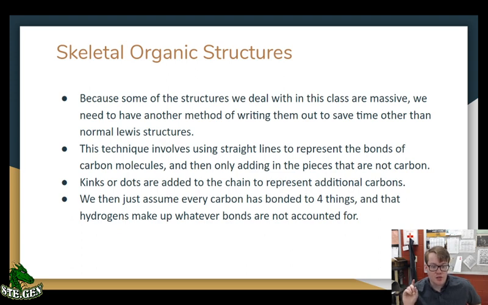This technique involves using straight lines to represent bonds between carbon molecules. And then you just add in the pieces that are not carbon. Kinks or dots are added to the chain to represent additional carbons. So instead of just having one straight line, if you want to have 3 carbons, you would go 1, 2, 3.